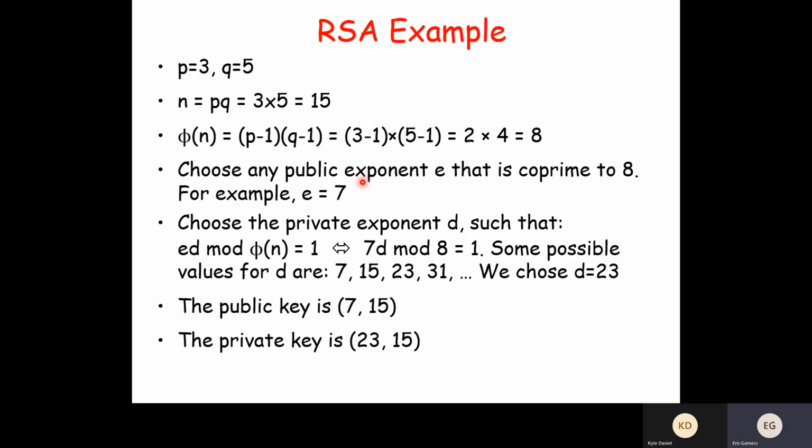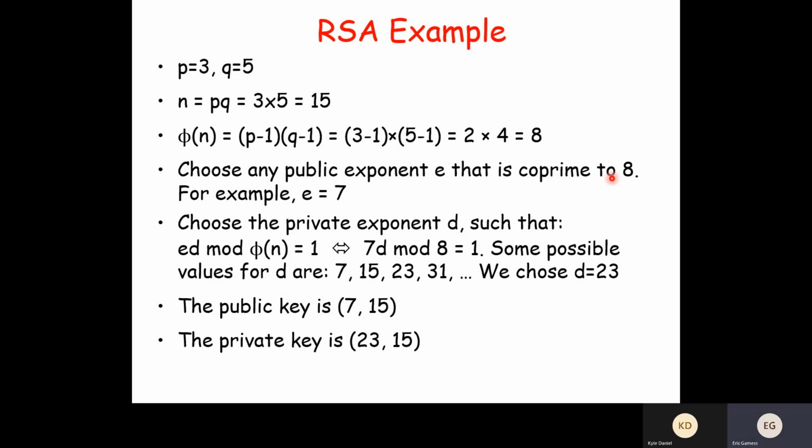So now the steps say we need to choose a public exponent E, such that the public exponent E and the totient, which is 8, are coprime. So any integer that will be coprime to 8 will work. For example, can I choose 9? What does it mean coprime? The only divisor that they have in common is 1.